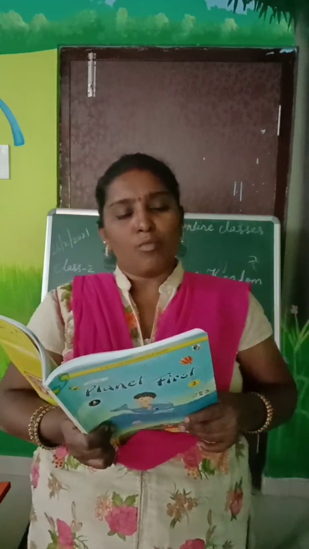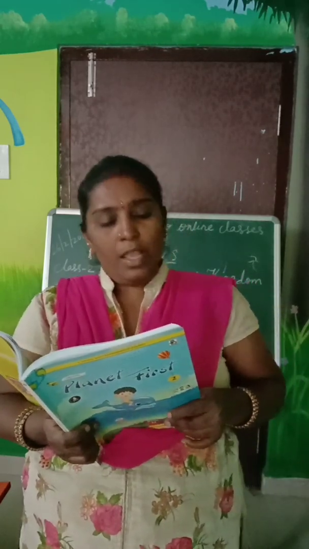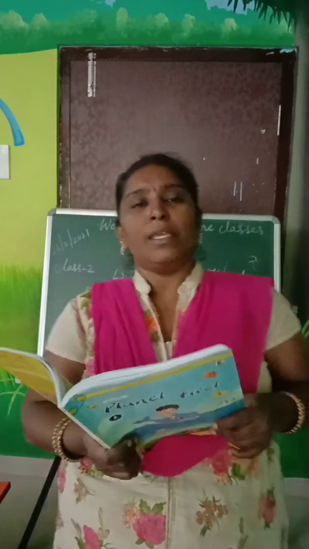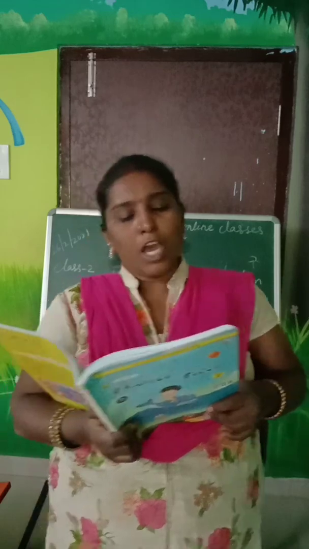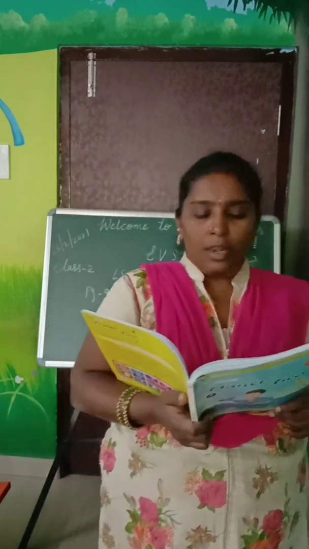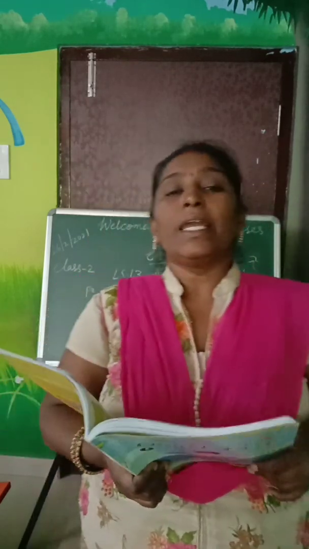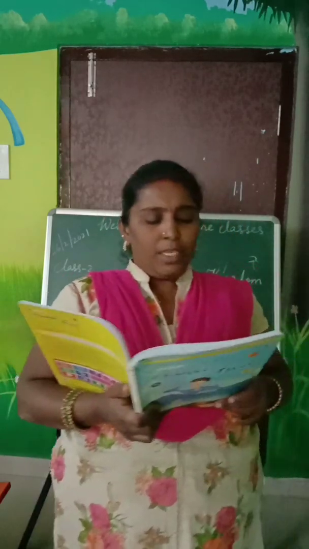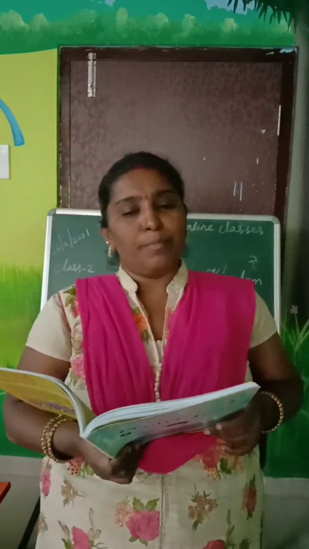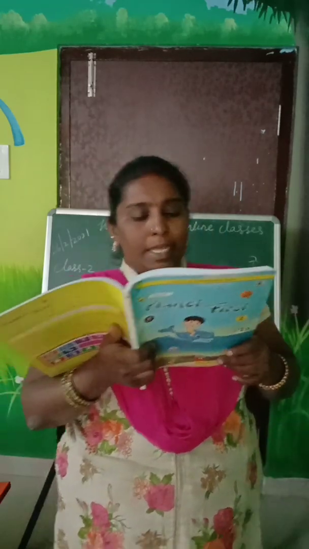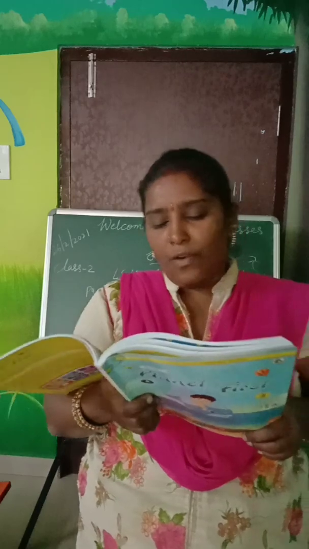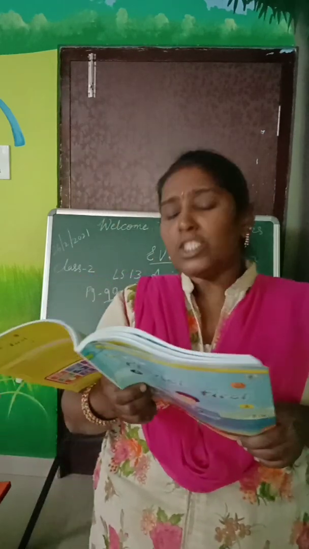Let us find out what the baby animals are called. A lion's baby is called a cub. A horse's baby is a foal. A goat's baby is a kid. A sheep's baby is a lamb. A deer's baby is a fawn. A kangaroo's baby is a joey.